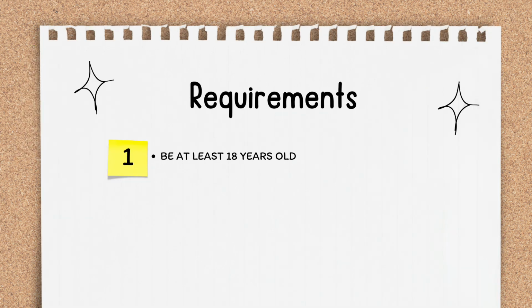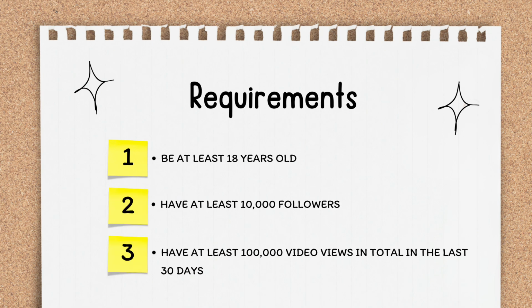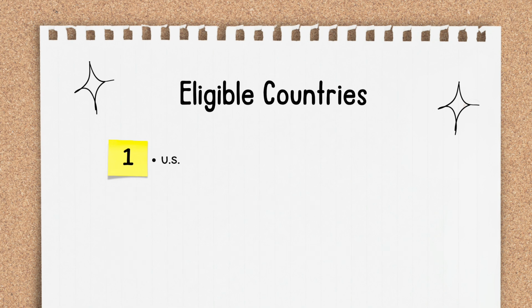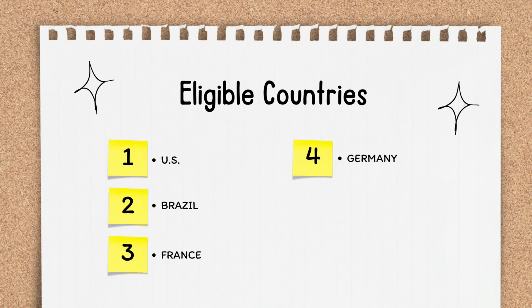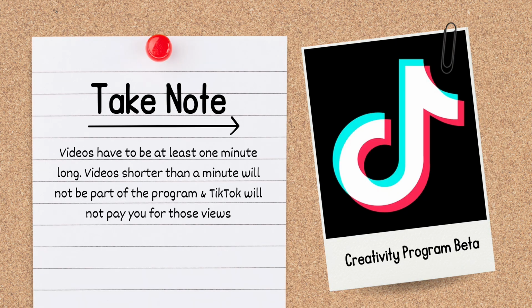And to be part of this program, you have to be at least 18 years old, have at least 10,000 followers, and have at least 100,000 video views in total in the last 30 days. And the eligible countries include the US, Brazil, France, Germany, Japan, Korea, and the UK. And take note, videos have to be at least 1 minute long, and videos shorter than a minute will not be part of the program, and TikTok will not pay you for those views.